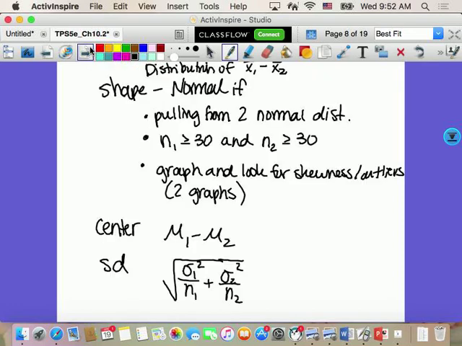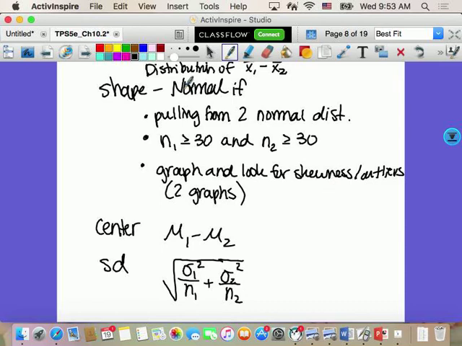Your next question was, what are the shape, center, and spread of the sampling distribution of x bar 1 minus x bar 2? And are there any conditions that need to be met? Yes, just like always, the shape is normal if both of the distributions are normal, or if both of them have a sample size greater than or equal to 30. And if they don't, then you have to graph them and look for skewness or outliers, and that's each one individually. Now you can make a combination of this.